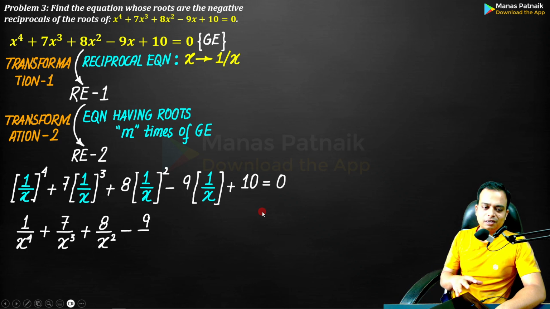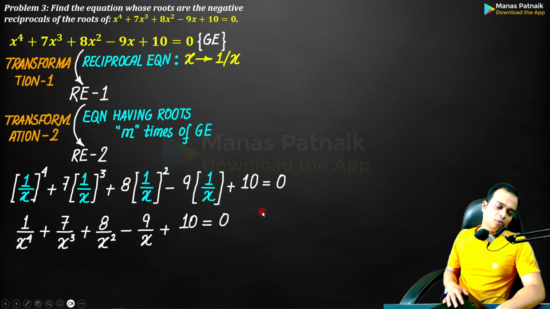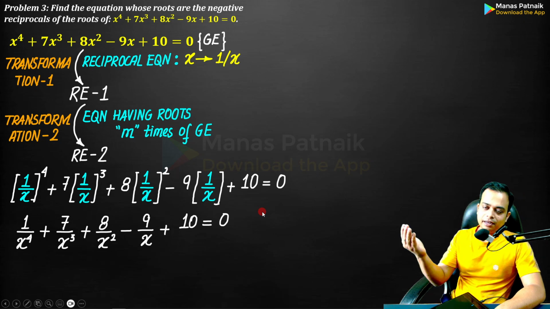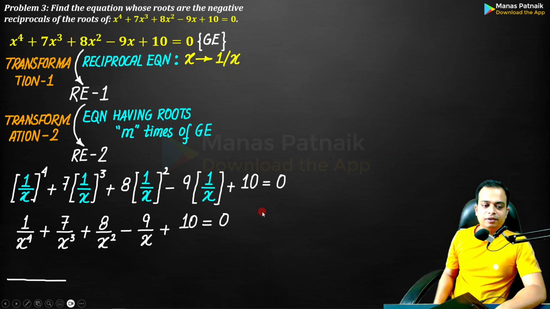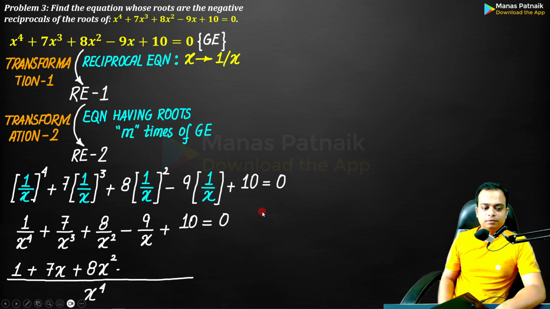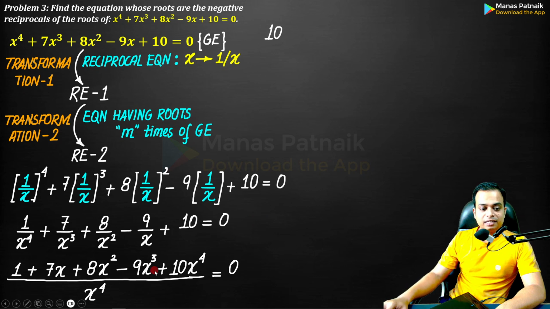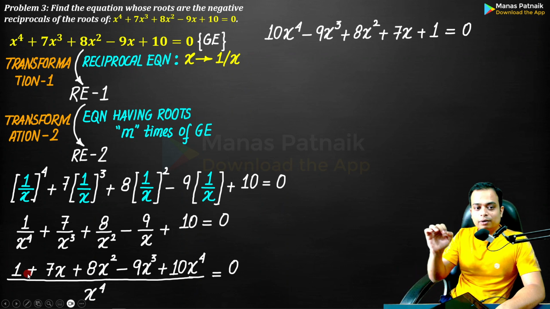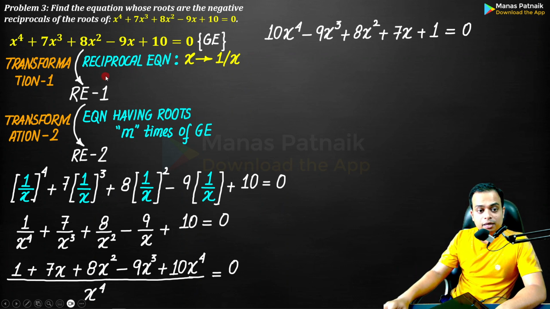You can clearly see this, you don't have to apply any logic. You just need to solve it, simplify it, and then arrange them in lower power of x. x power 4. It's very, very simple. So 10x power 4 minus 9x cube plus 8x square plus 7x plus 1 is equal to 0 is your required equation. No, that is your required equation 1.